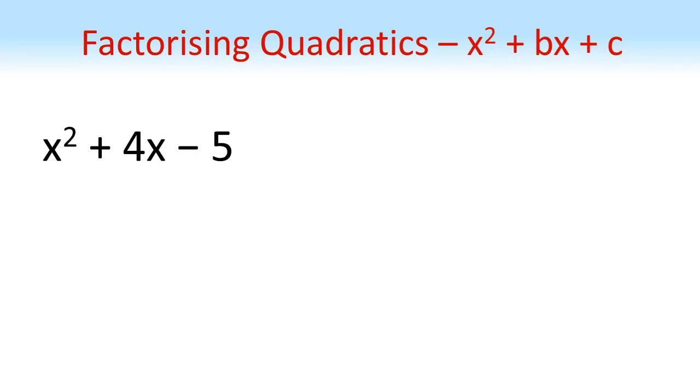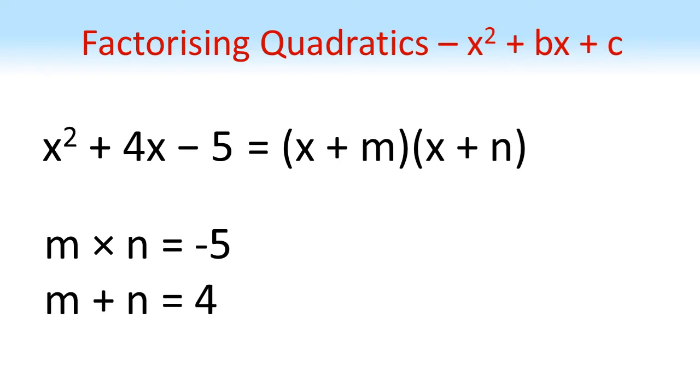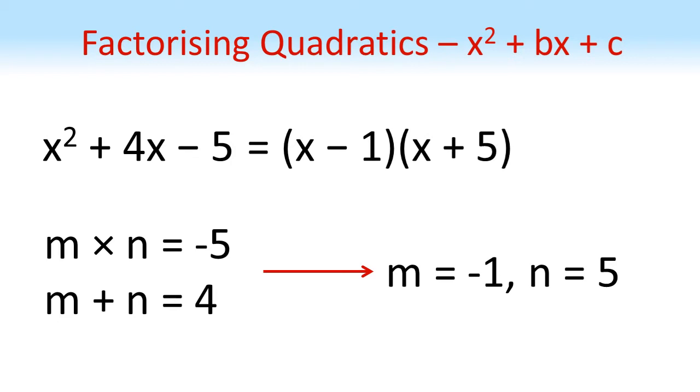Here's another example, x squared plus 4x minus 5. So again, we're looking for an m and an n which will fit into our brackets. And we know that m times n is negative 5, being careful with our negative there. And m plus n must equal 4. A little bit trickier, but again, we can quite quickly see that m must equal minus 1 and n must equal 5. So our solution is x minus 1, x plus 5.